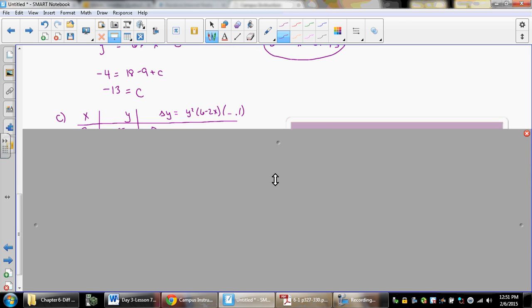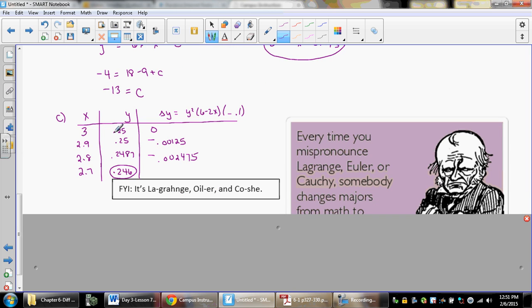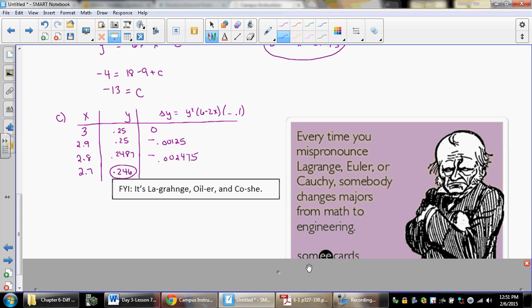And then last but not least, they wanted me to use Euler's method. So they said use Euler's method, start with 3 comma 1/4, and estimate 2.7. Well, if I start at 3 and I want to go back to 2.7, my delta x is negative 0.1. So when I go through and I do the delta y, it's the derivative times negative 0.1. And I just did it a line at a time. 0.246. Ta-da!